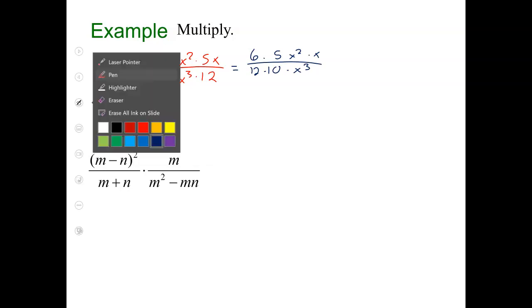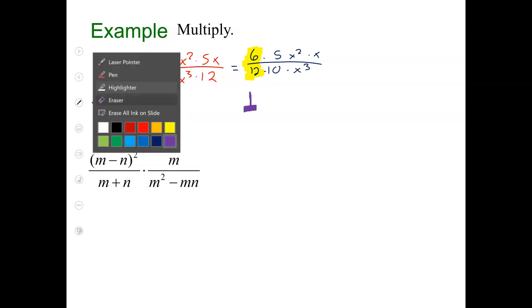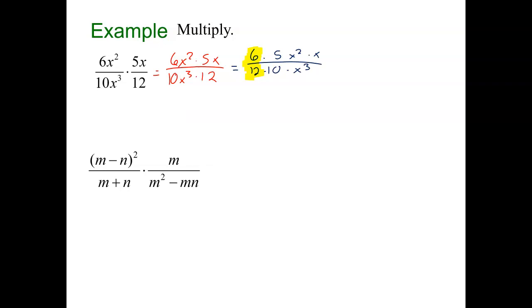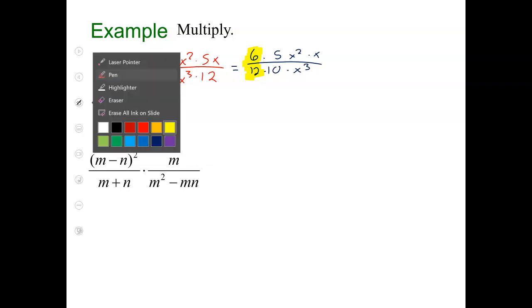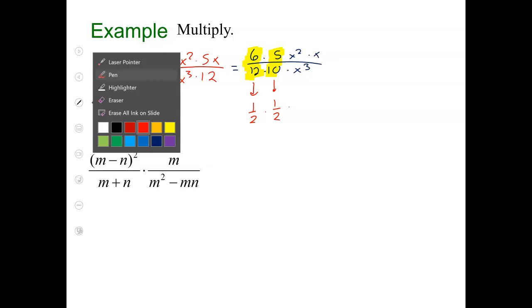So let's take it one step at a time. 6 over 12. Does that simplify at all? Yeah. 1/2. Oopsies. Alright. So I get 1/2. Okay? Then look at the next part. 5 over 10. Does that simplify? 1/2 again. So that comes down to 1/2. Okay? All multiplied together.